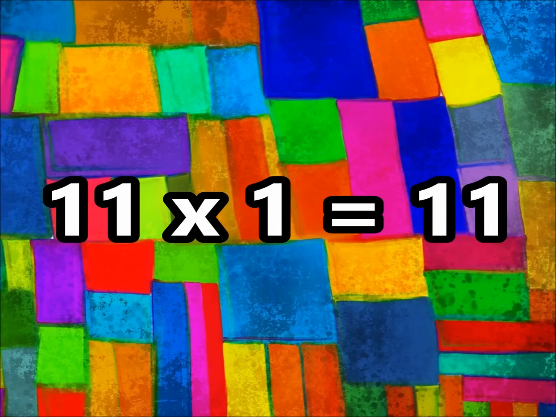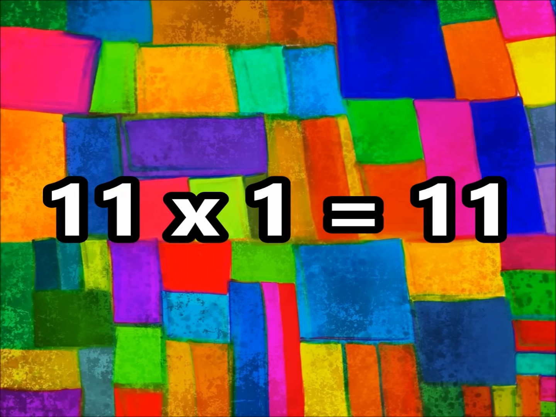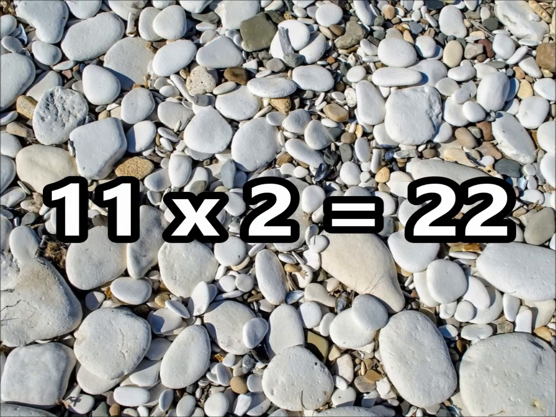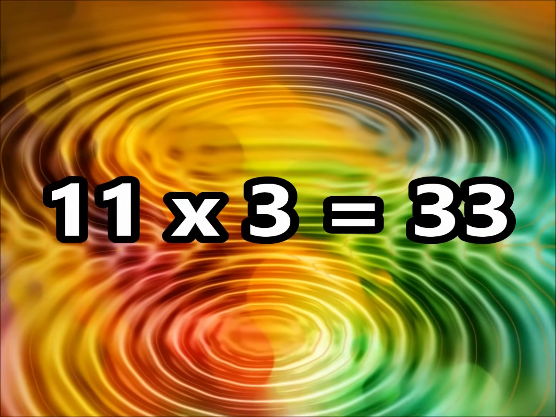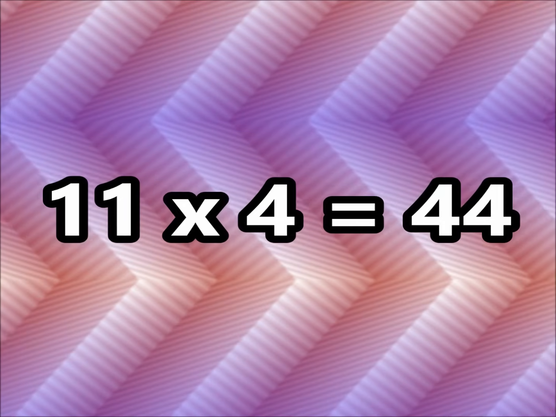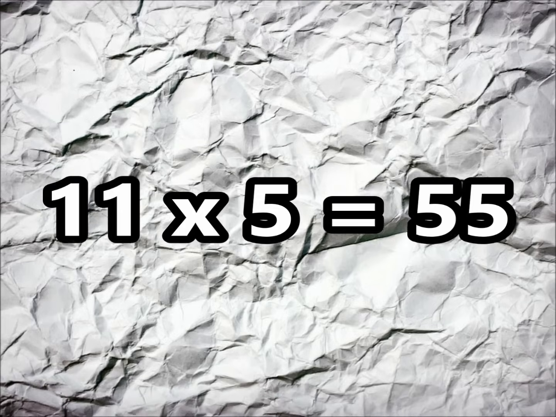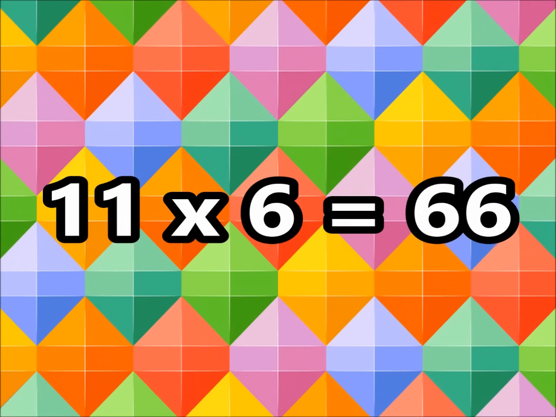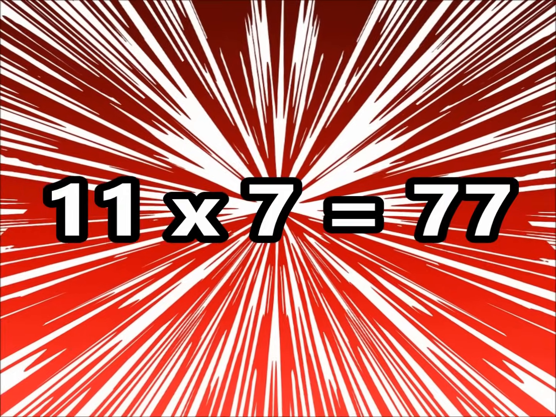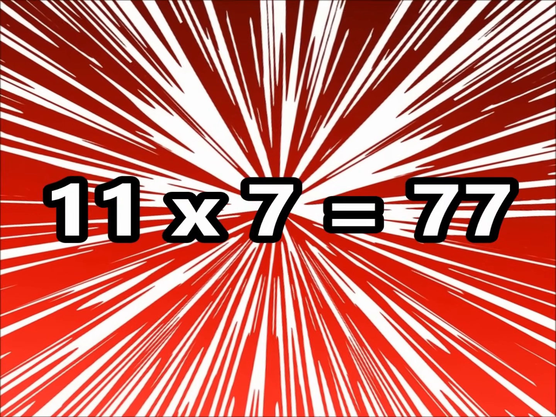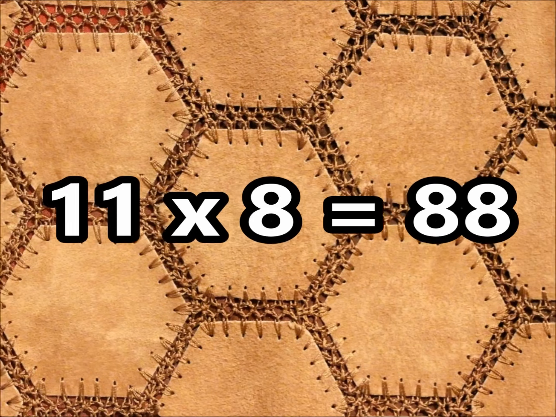11 times table. 11 times 1 is 11. 11 times 2 is 22. 11 times 3 is 33. 11 times 4 is 44. 11 times 5 is 55. 11 times 6 is 66. 11 times 7 is 77. 11 times 8 is 88.